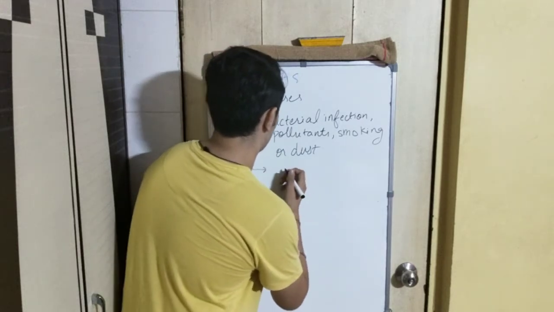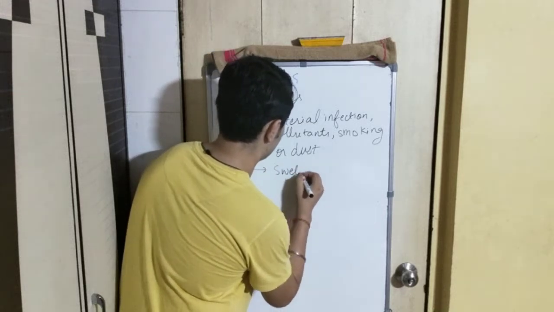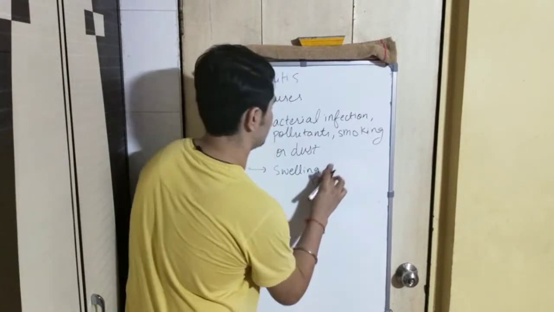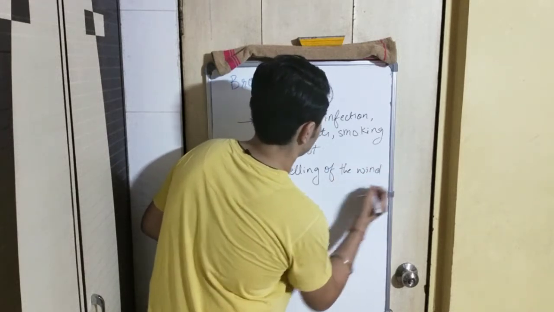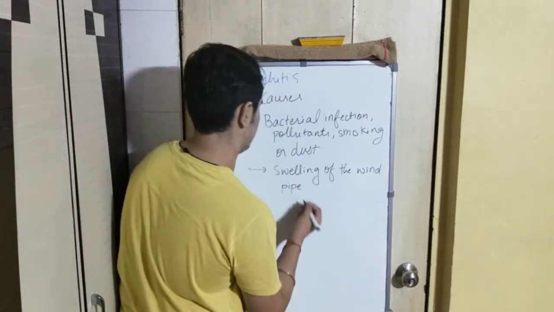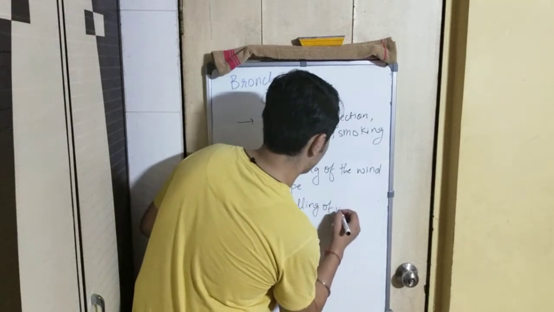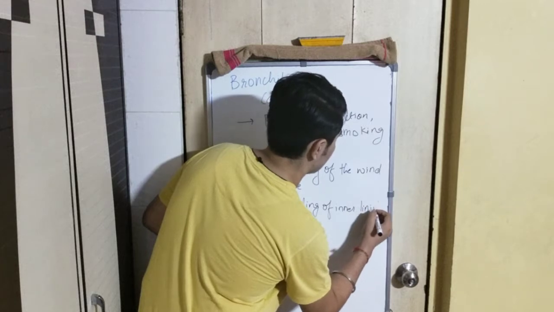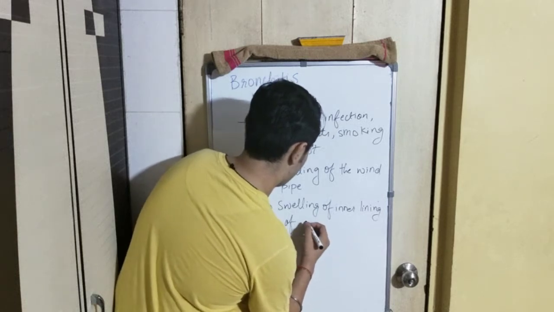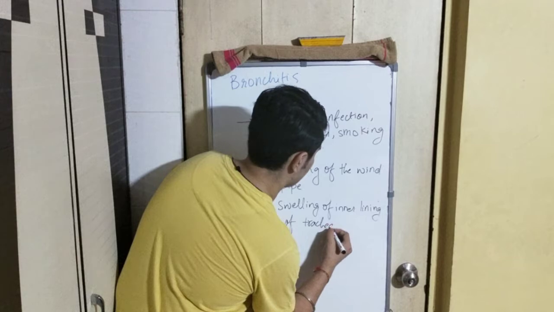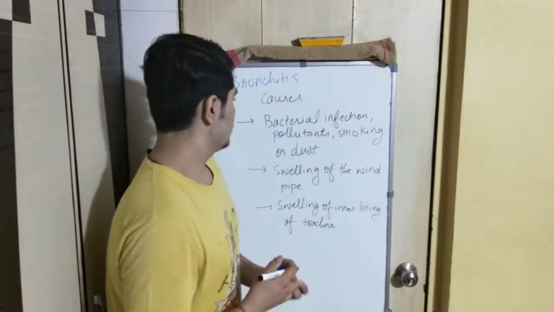Second is swelling of the windpipe. Third is swelling of inner lining of trachea. There are many more causes which can cause bronchitis. You can copy it down.